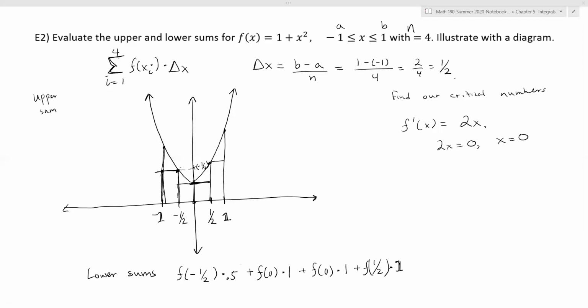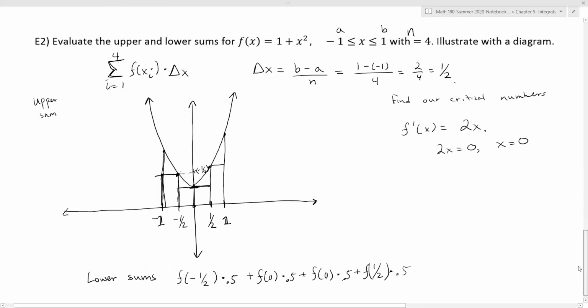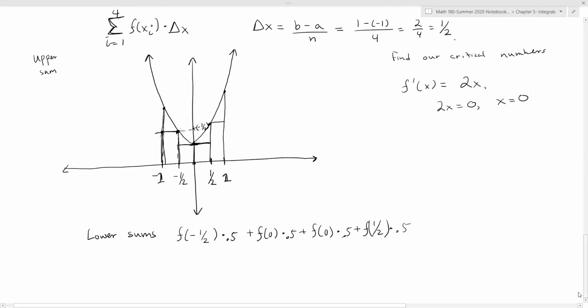Okay. So notice this was a mistake, that the interval should be 0.5. There's 0.5, 0.5, and 0.5, because that's the size of the interval. We already evaluated that, 0.5. Okay. So now you can just plug that into your calculation.